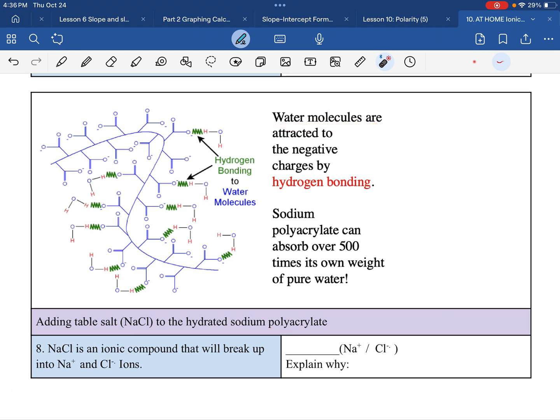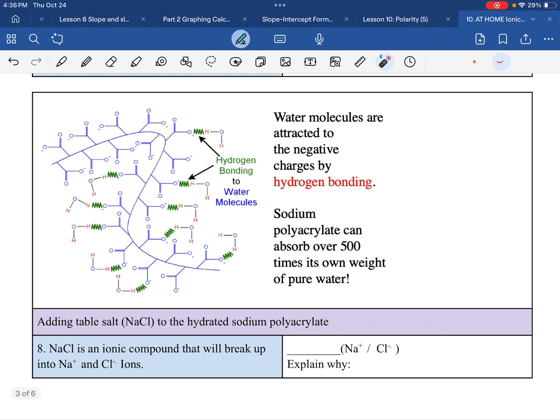Water molecules are attracted to the negative charges by hydrogen bonding. So up above, if you determined that the negative oxygens are attracted to water molecules, you were right. These water molecules come and make little hydrogen bonds to those. The hydrogen of a water molecule makes a hydrogen bond to the oxygen of the sodium polyacrylate. So it binds all these water molecules, soaking them up. So cool.